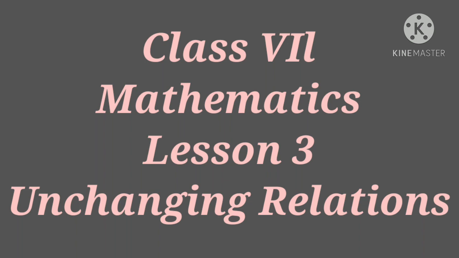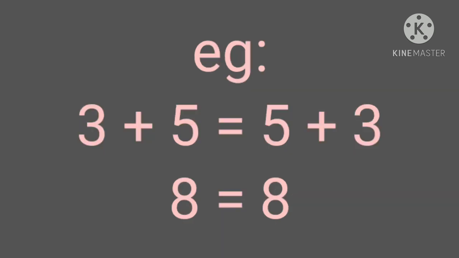From the name itself, it is clear that the relation will not change. There is no change in the relations. Example, 3 plus 5 is equal to 5 plus 3. We know that order doesn't matter when we add. Whether it is 3 plus 5 or 5 plus 3, both will give the result 8.